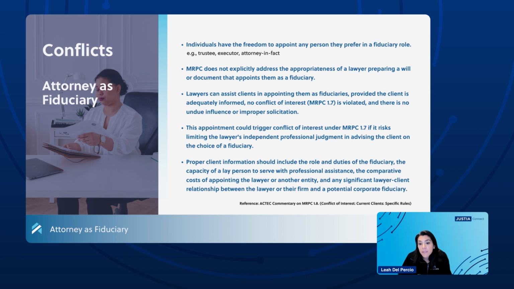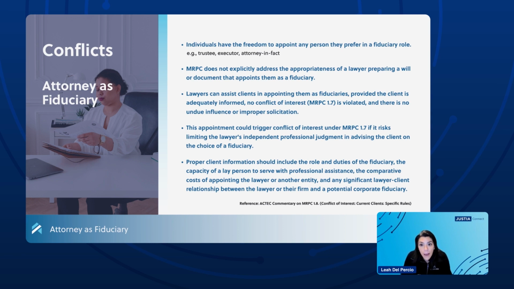The RPCs don't explicitly address the appropriateness of you preparing a document that appoints you as a fiduciary. They certainly address the appropriateness of a document that gives you money as a beneficiary. That's certainly addressed in the RPCs, but not you acting as the fiduciary. Lawyers can assist clients in appointing them as fiduciaries, provided that the client is adequately informed, no conflict of interest is violated, and there is no undue influence or improper solicitation. That appointment could trigger conflicts of interest under 1.7 if it risks limiting the lawyer's independent professional judgment in advising the client on the choice of the fiduciary.